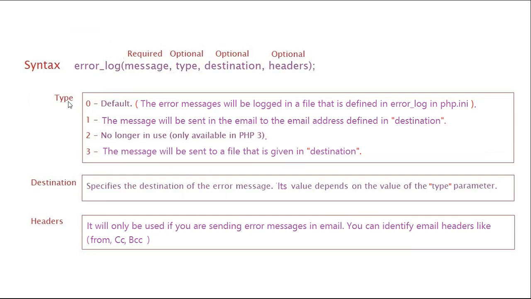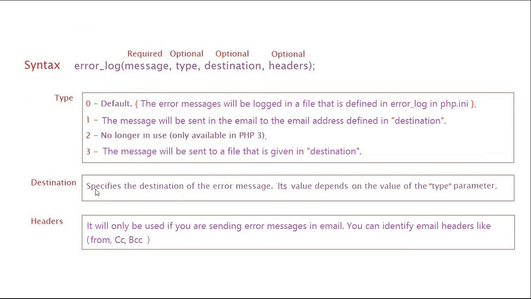The value of type could be 0 to 3. 0 is the default value. If the value is 0 or we don't give any type value, the error messages will be logged in a file that is defined in error_log in php.ini. If type value is 1, the message will be sent in an email to the email address defined in destination. And if the value is 2, it is no longer in use. It was only available in PHP 3. If the value is 3, the message will be sent to a file that is given in destination.